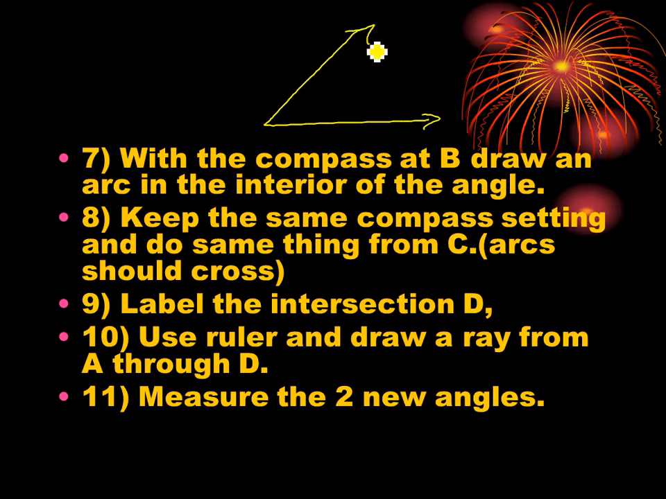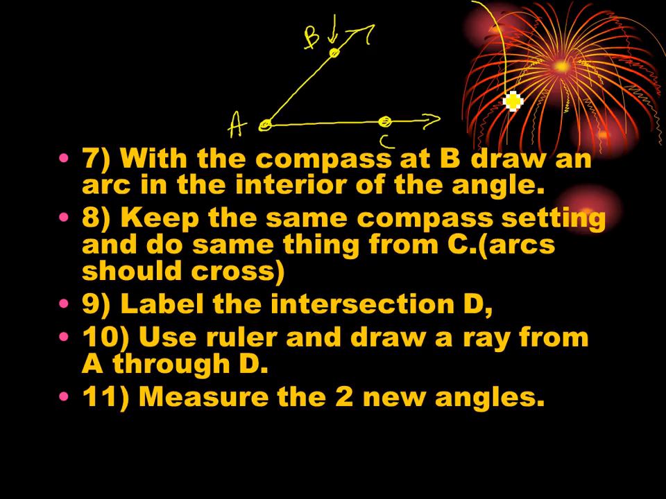And all you're going to do, got A here, B here, C here. You're going to put the point of your compass right there on B. Now, if I put the point on B, do I want to draw my arc out here somewhere? No, that's on the outside. I want my arc to be somewhere in here. So my arc's actually going to look something like that maybe. Just somewhere on the interior, draw an arc. Don't make it real small, doesn't have to be real huge.